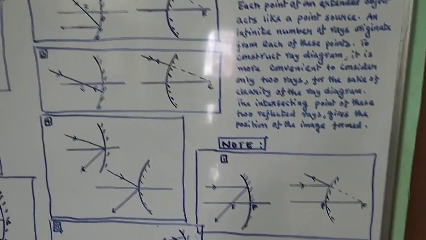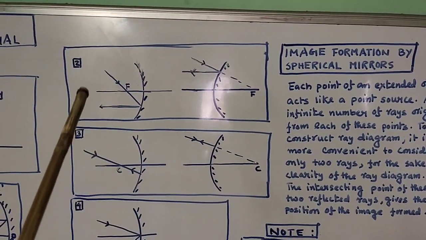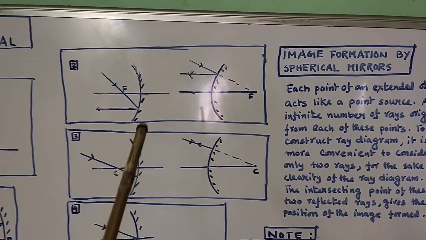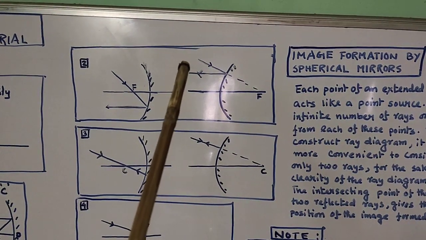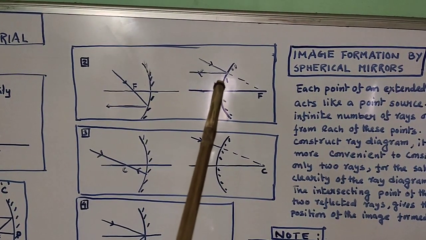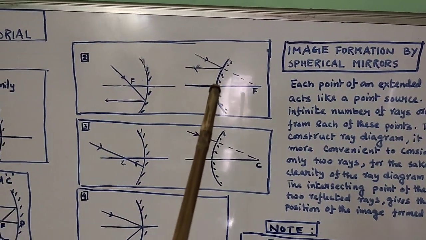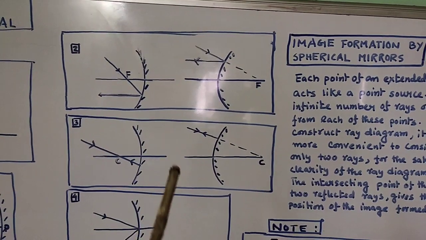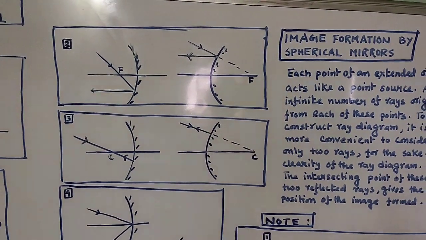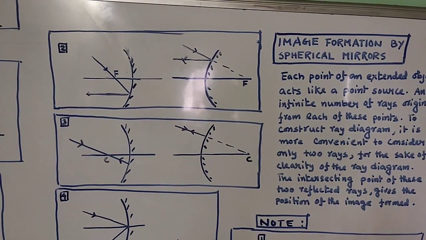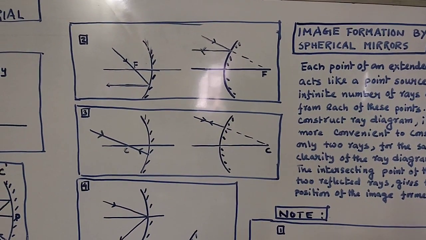Now number two, as per this one, the reverse one: if a ray passes through the focus, then after reflection it moves parallel to the principal axis. And if a ray approaches towards the focus or appears to move towards the focus, then after reflection it moves parallel to the principal axis. So these two ray diagrams are the conventions, and we are going to use these conventions to construct the ray diagram.